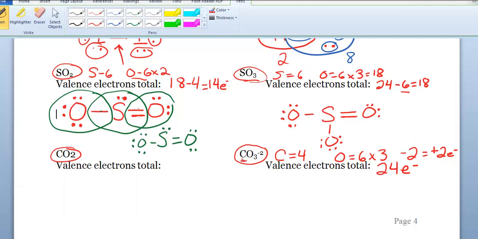In each case, carbon will be the central atom. So go ahead and determine your valence electrons for carbon dioxide and then draw your structure for the carbonate ion right here, and we'll check that when we get to class.